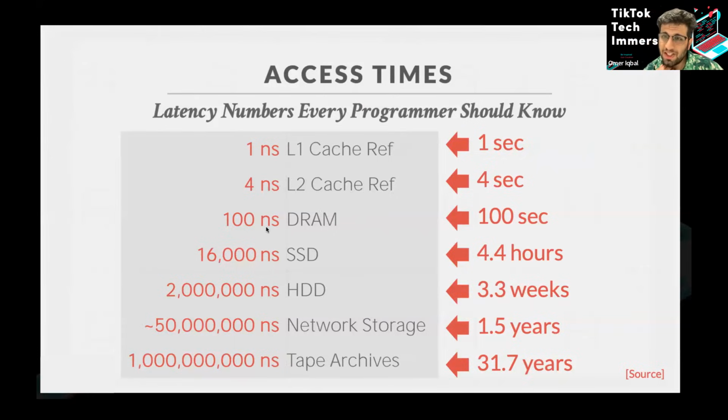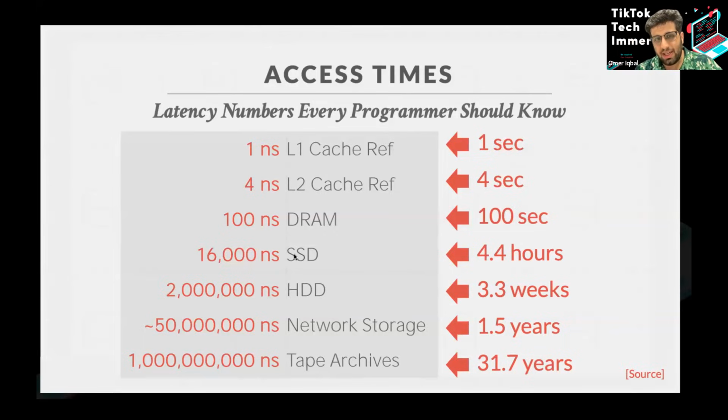That's quite slow actually, right? So that's like 100 seconds, almost a minute and a half. That's how long it takes for you to read main memory. So DRAM is quite slow compared to your cache. And normally, if you're working on low latency systems, the key optimization you're trying to do there is to move stuff to L1, L2 cache as much as possible.